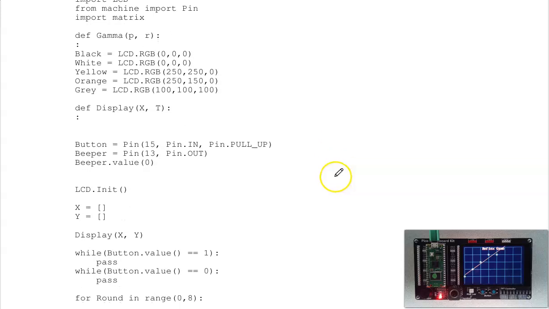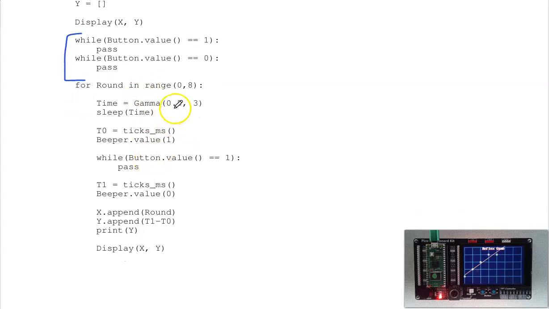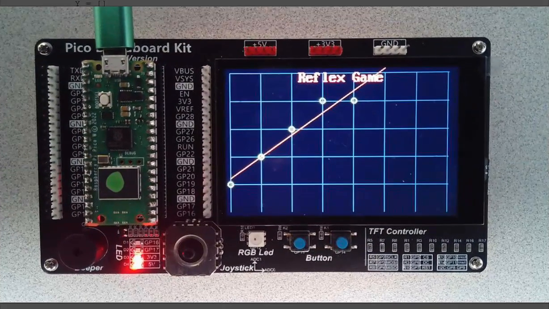Now add the reflex game. So in the main loop, I wait for the game to start, then play for 8 rounds. I'm going to sleep for gamma amount of time, gamma distribution, t seconds. Let's see. Turn on the beeper, wait till I hit the button, record the time, turn off the beeper, start building up the array. So here is x. Goes the round number, starts out as 0, then 1, then 2, then 3, keeps on building it up. Y is the time delay, and display it. So here's what that looks like. Put it all together.